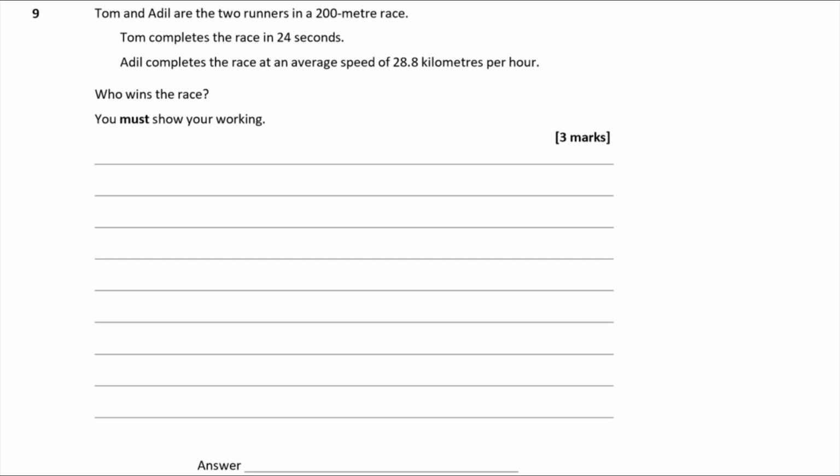Okay, well, I guess the person who wins the race is the person who runs it in the shortest amount of time. Now, Tom completes the race in 24 seconds, and we know it's a 200-meter race. Adil completes the race at an average speed of 28.8 kilometers per hour, so we should be able to work out the time it takes because we know the distance that he ran. It was a 200-meter race, and we know the speed he ran it at. Okay, so the only thing we don't know is time there, isn't it?